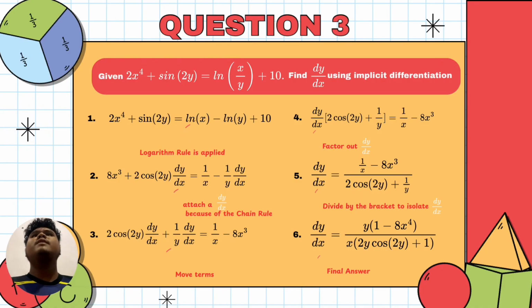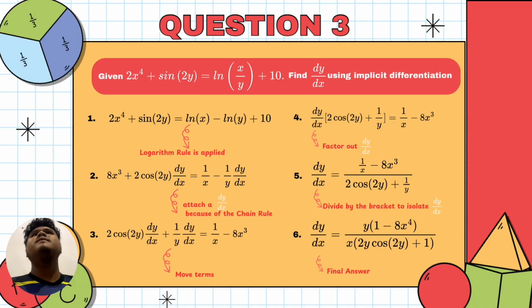For the second step, we differentiate both sides with respect to x. Whenever we differentiate the y term, we must attach a dy/dx because of the chain rule. Then we group all the terms containing dy/dx on the left side and factor it out. First, we add the 1 over y dy/dx to the left, and then we subtract 8x^3 from the right. Then we factor out the dy/dx.